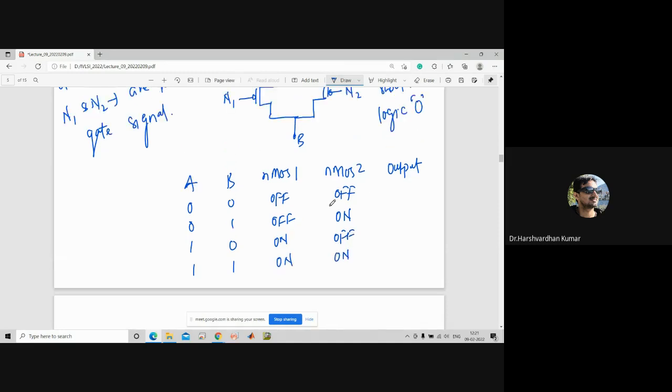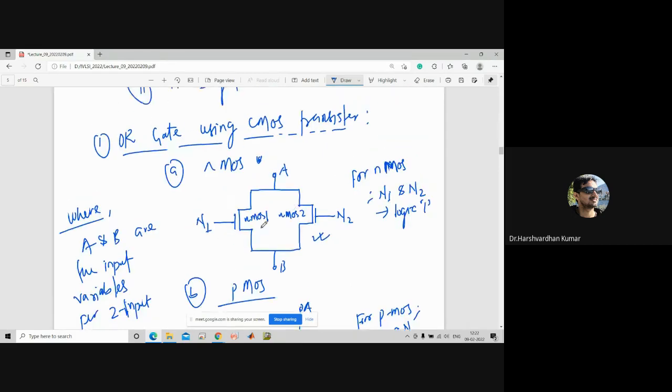So what will happen to the output? If both the transistors are off, then you will not get current or voltage in the output, so it will be 0. What will happen for 0 and 1? Here one transistor is off and another transistor is on. In that case, you will get something in the output, because both the switches are connected in parallel. If one switch is off, not closed, meaning open, and another switch is closed, then you will get output.